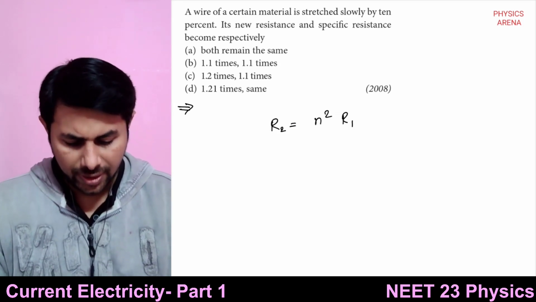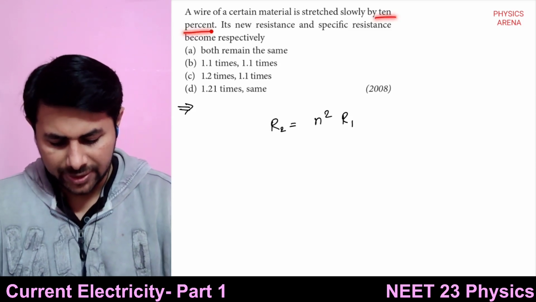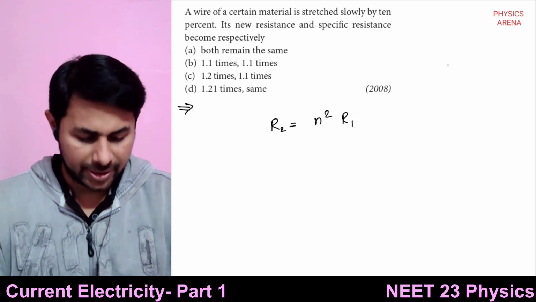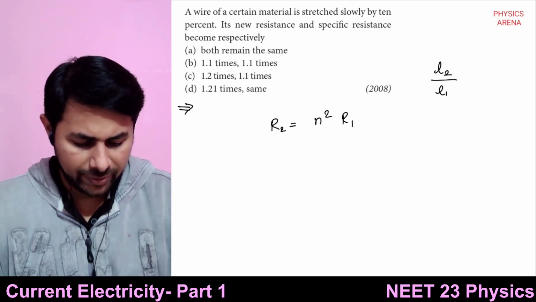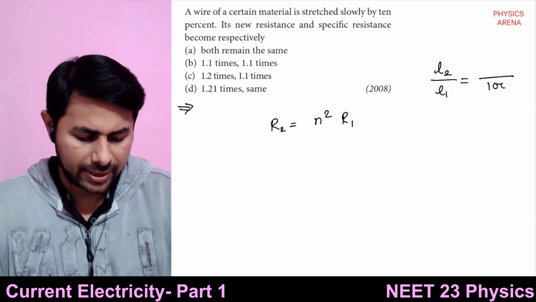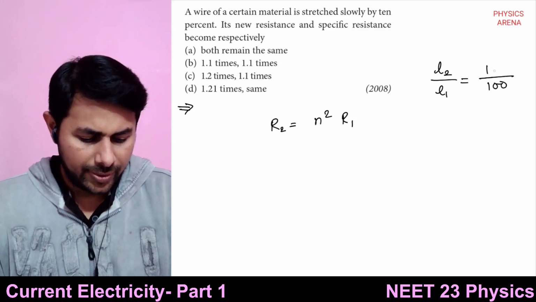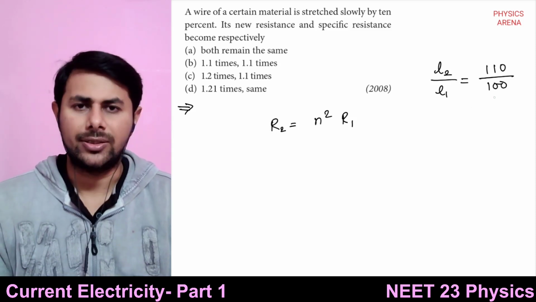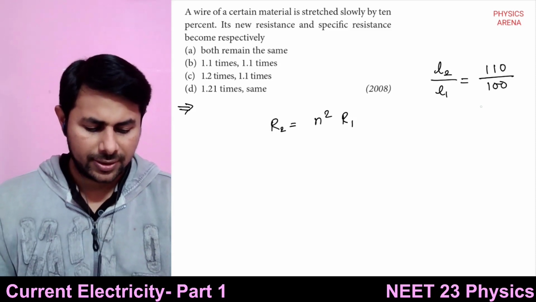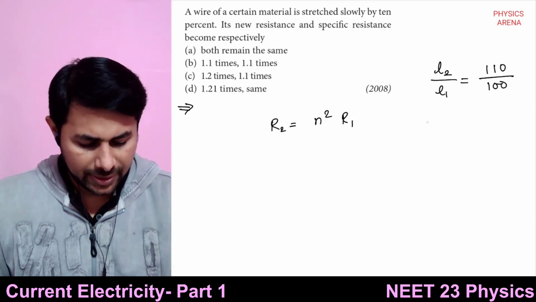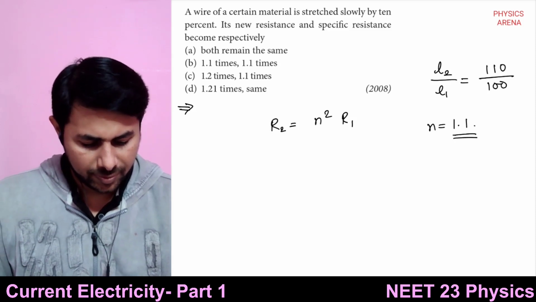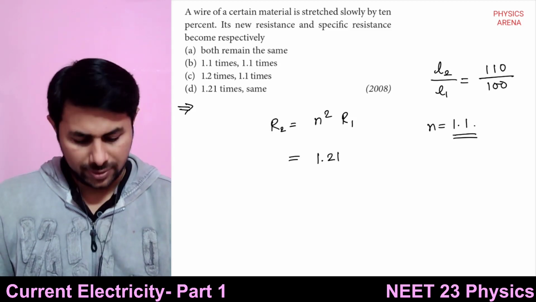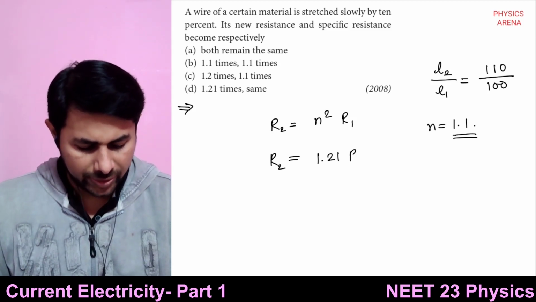And therefore R2 is equal to n square times R1. What is n here? The length is stretched by 10%. So L2 upon L1: if L1 was 100, L2 will be 110, 100 plus 10, right? So it is 1.1 if you divide it. L2 upon L1 is 1.1, that means n is equal to 1.1. What is its square? 1.21. So R2 will be equal to 1.21 times R1.